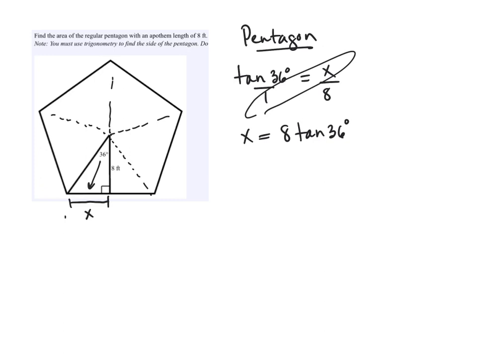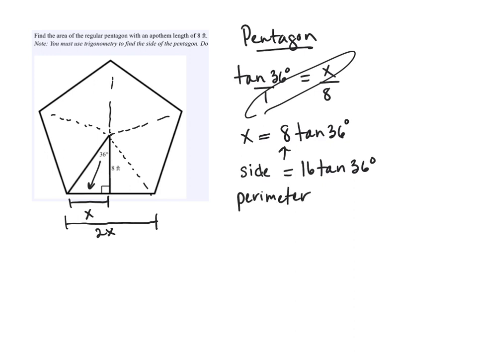Now what we need in order to find the area is we need one side. We actually need the perimeter. This is of course 2x, which should be twice whatever x is. So a side of this pentagon is twice as big as the 8 tangent of 36 degrees, which would be 16 tangent of 36 degrees. Which means the perimeter would be 5 of those sides, and 5 times 16 is 80. It'd be 80 tangent of 36 degrees.